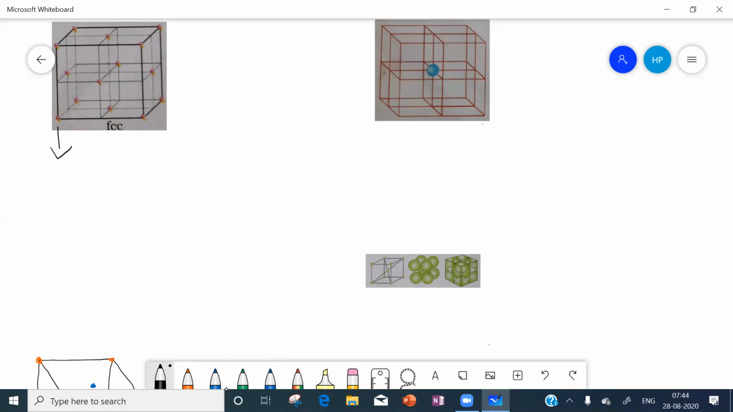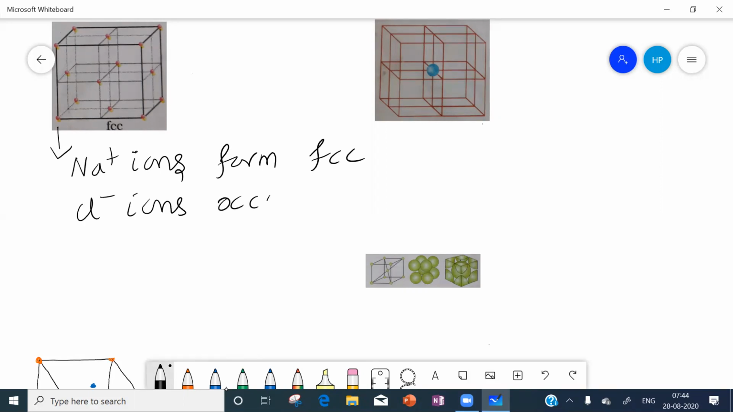Now we will go for another possibility. Na+ ions form FCC, and Cl- ions occupy octahedral voids. Like this also we can say. Na+ ions form FCC, Cl- ions occupy octahedral voids.